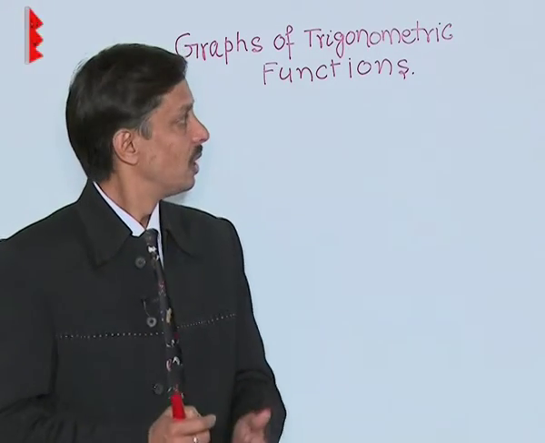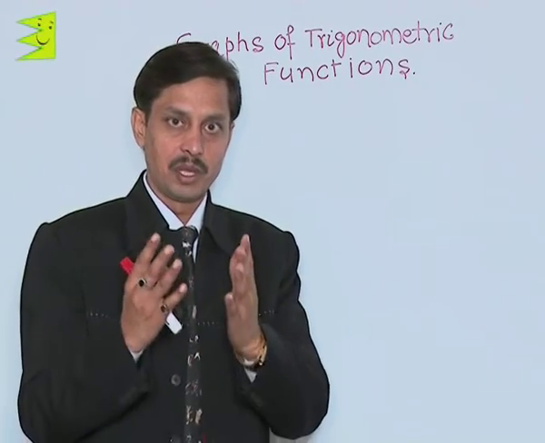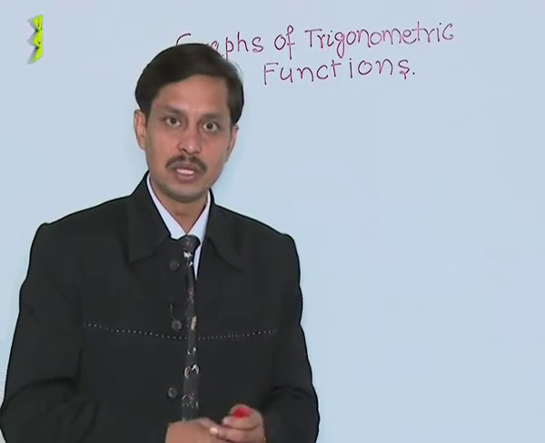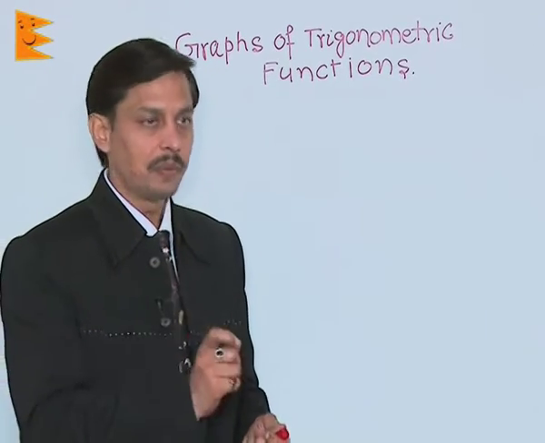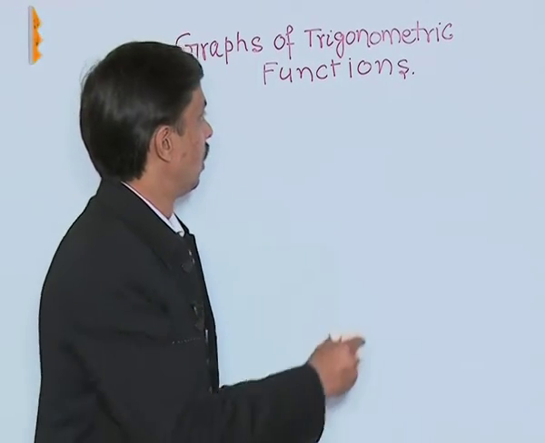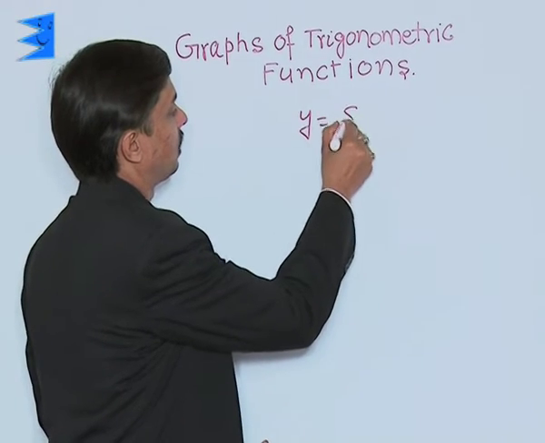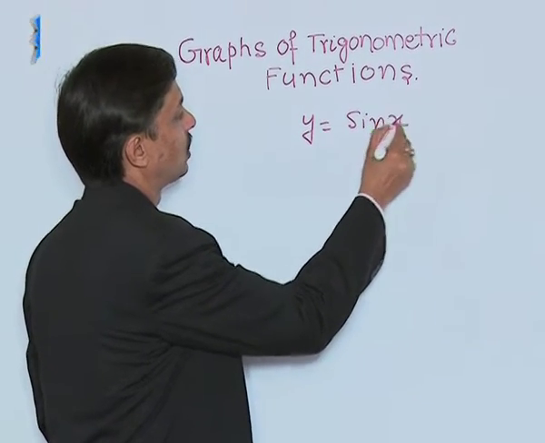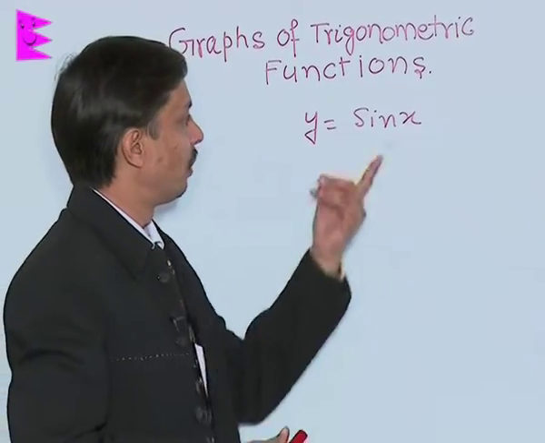plotting the graph. So now I want to tell you how to represent the graphs of the trigonometric functions and what are the various outcomes if the graphs are drawn. First of all, I want to tell you the graph of sin x. If I say y equal to sin x, it is the first primary basic trigonometric ratio.